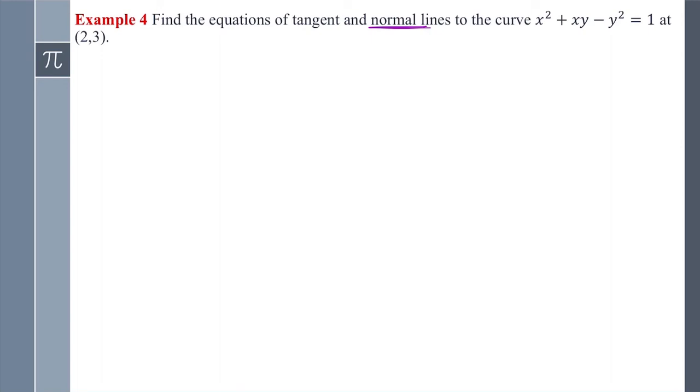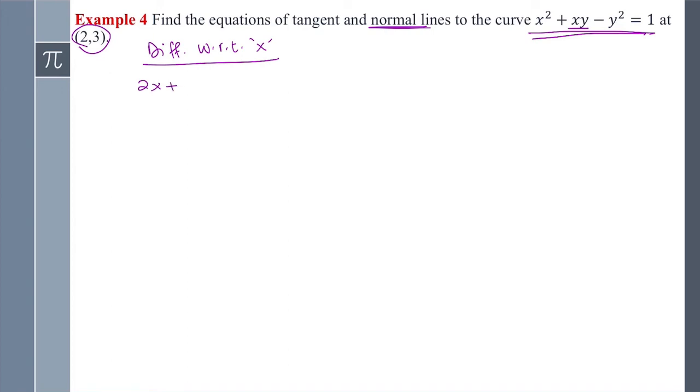Okay, so the first thing, we need to get the slope. We have the point. This is where we are finding the tangent line and the normal line. So first we need to find the derivative in order to find the slope. So let's go ahead and differentiate this equation on both sides with respect to x. Okay. So when we do that, we get 2x plus.